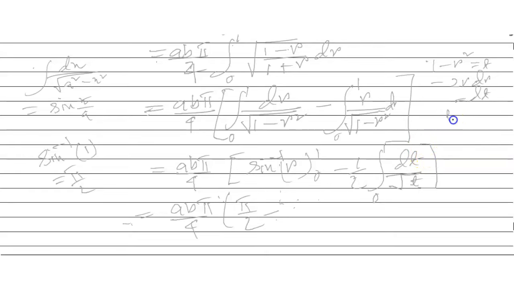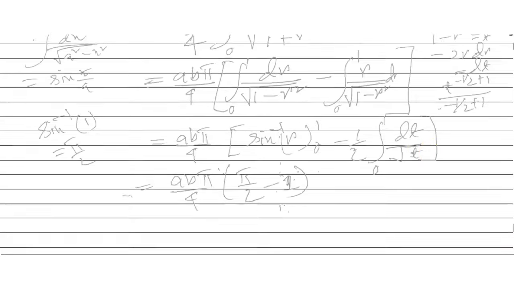This value is t to the power minus half plus 1, divided by minus half plus 1, and the 2 will cut, so the value will be 1. Pi by 2 minus 1. I hope I could clear this concept. Next we will go to the next problem.